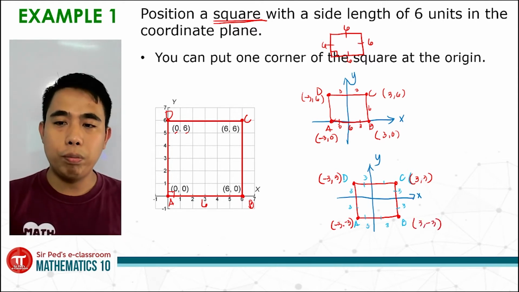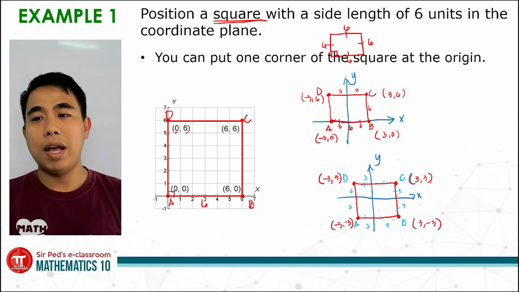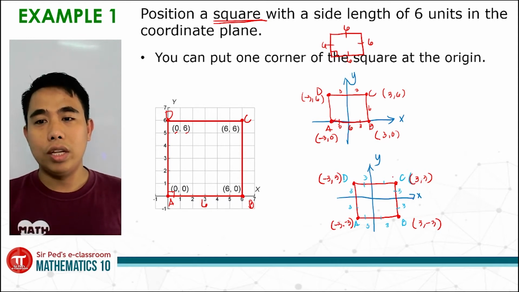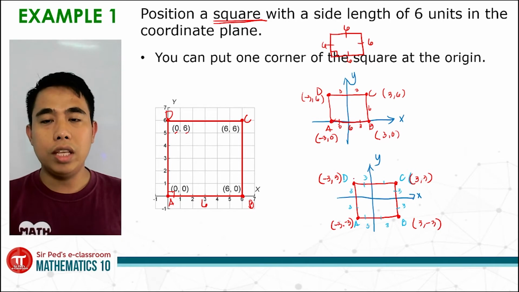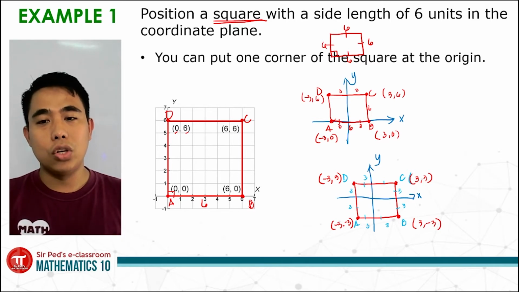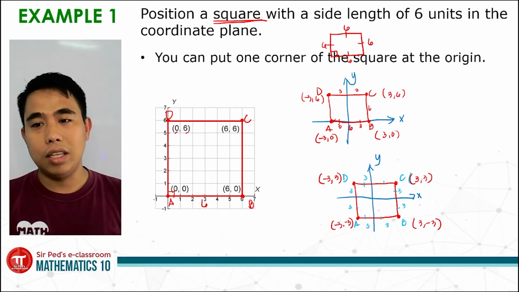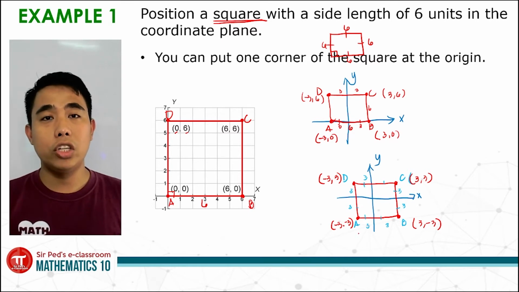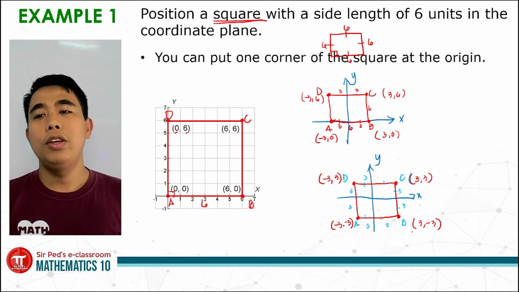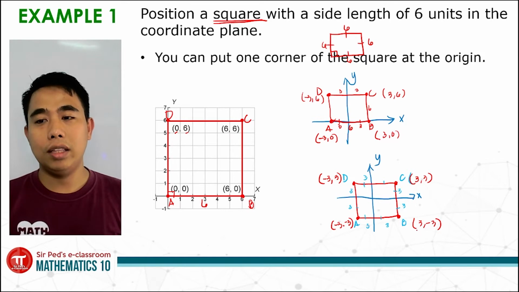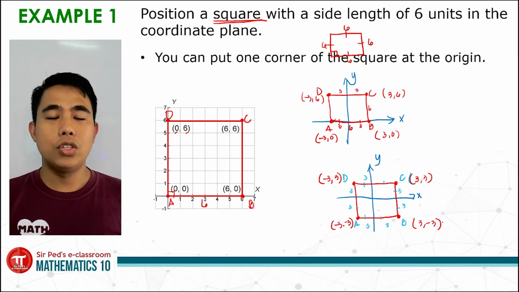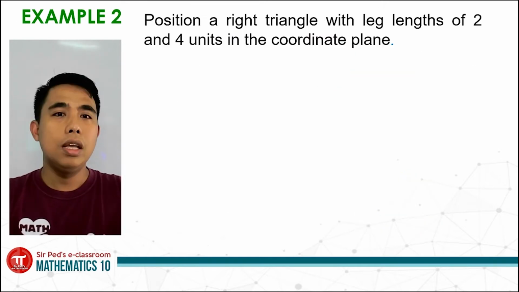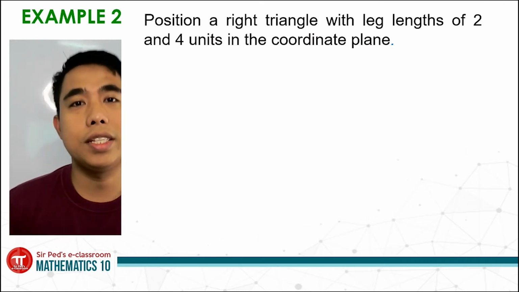Take note, point C is in the first quadrant, so the x and y coordinates are positive. Point D is in the second quadrant, so it will be negative, positive. Point A is in the third quadrant, so negative, negative. Point B is in the fourth quadrant, so positive, negative. So any of the three, you can do that. Now, let's proceed to another example.